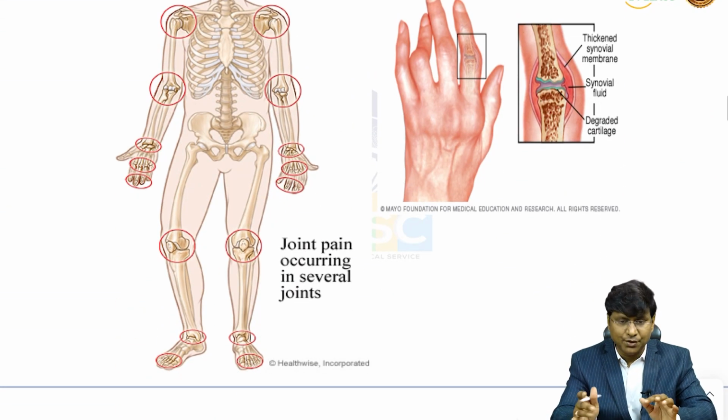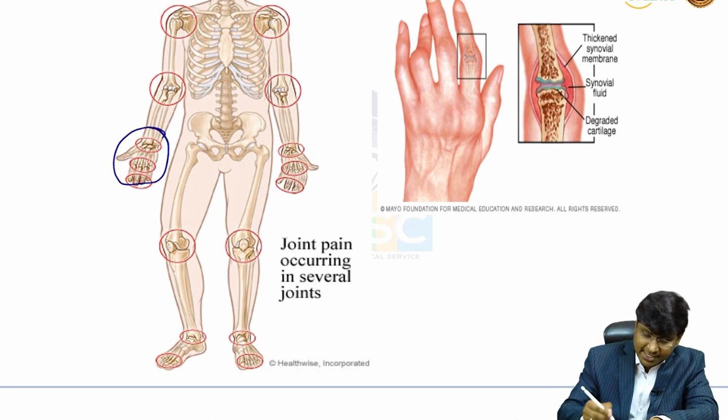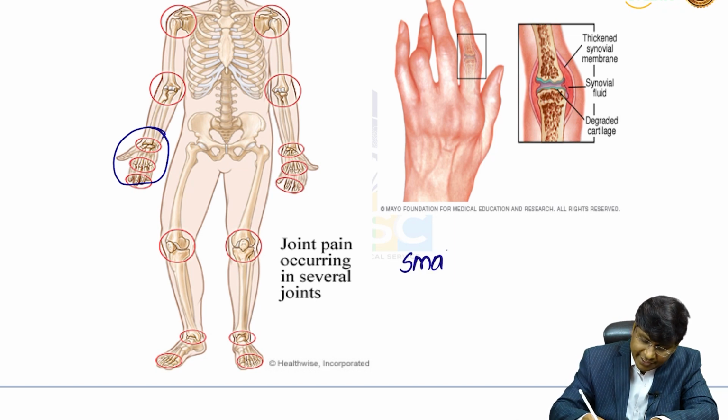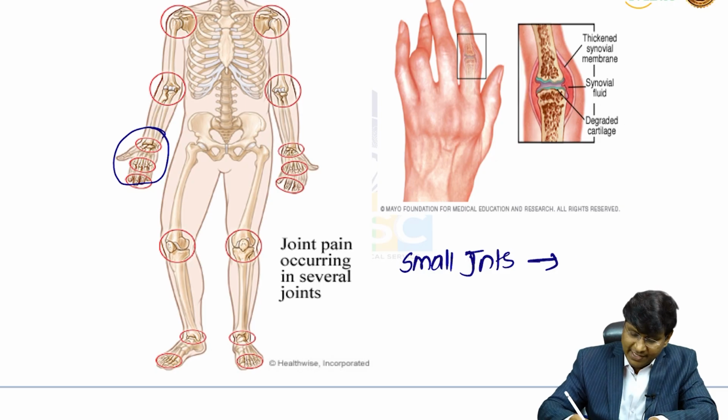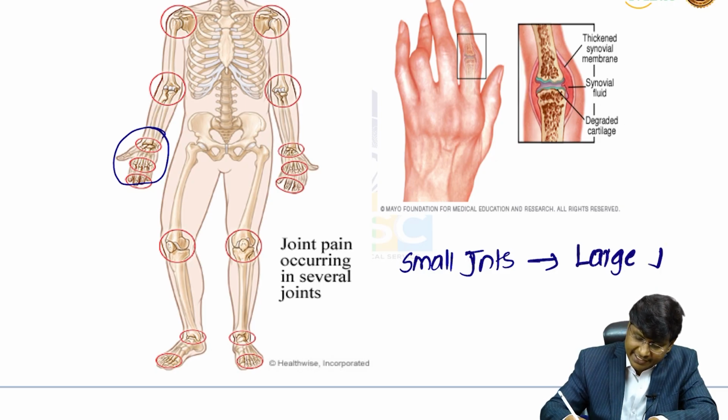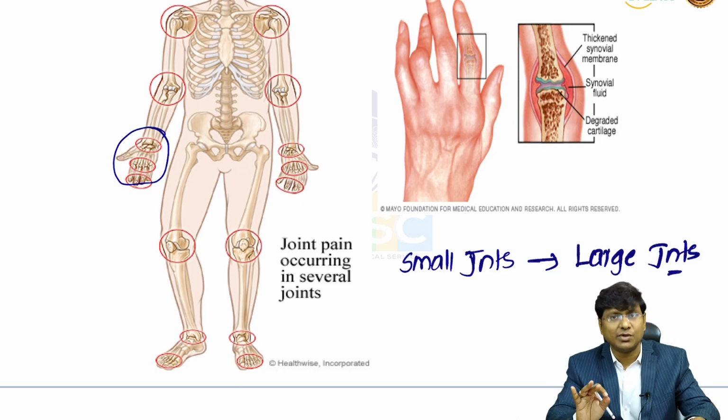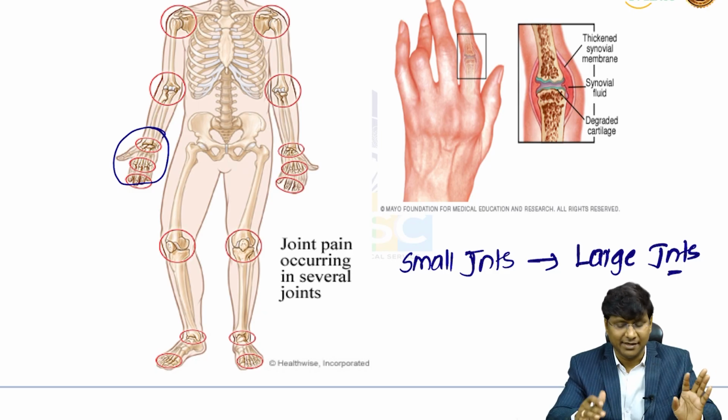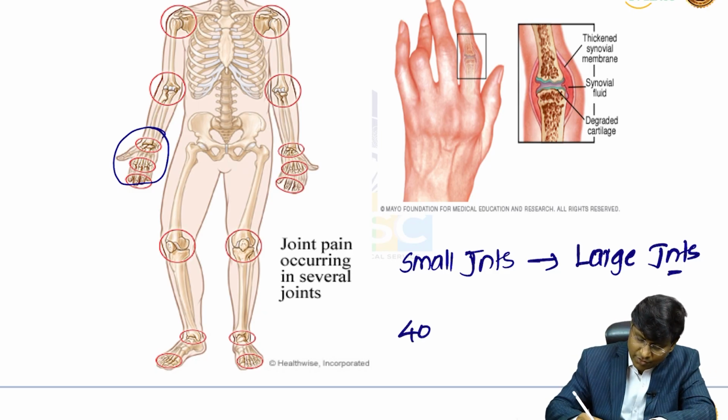Then I said the involvement is mainly of the small joints. After the involvement of the small joints, in the later stages, you have the involvement of the large joints in rheumatoid arthritis. So initially it is only small joints, and later the large joints. And you have to understand that nearly 40% of patients with rheumatoid arthritis have extra-articular manifestations.